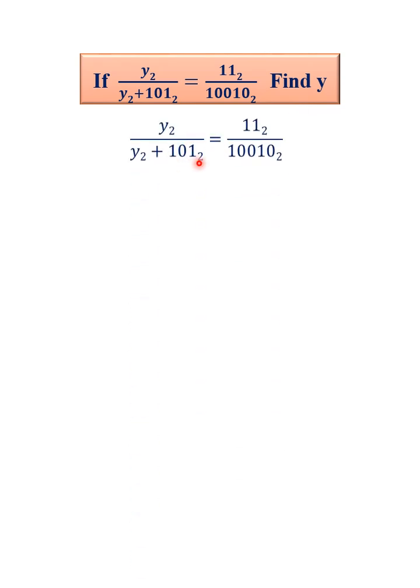Yes, the equation is given in base 2, both the left hand side and the right hand side. So we are just going to solve it in base 2. We don't need to convert to base 10 because they are all in the same base. Just the way we will solve our normal question, we cross multiply. So y base 2 multiplies 10010 base 2, y times 10010.